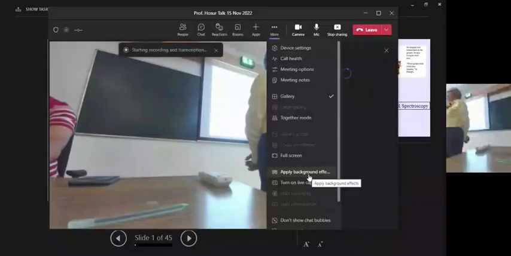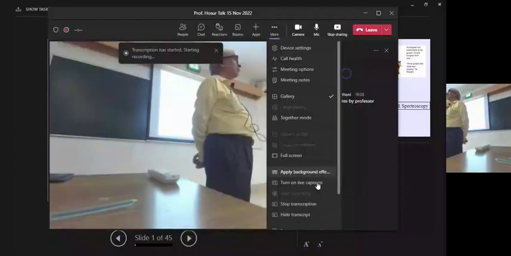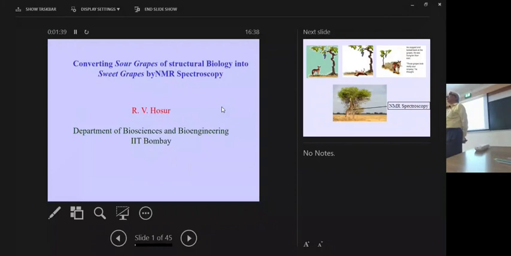by Professor Hosur, and this will be on NMR spectroscopy and its application in structural biology. So if you think of the best fields of structural biology by NMR spectroscopy, whatever is not amenable by many other techniques, how you can access those by NMR spectroscopy.